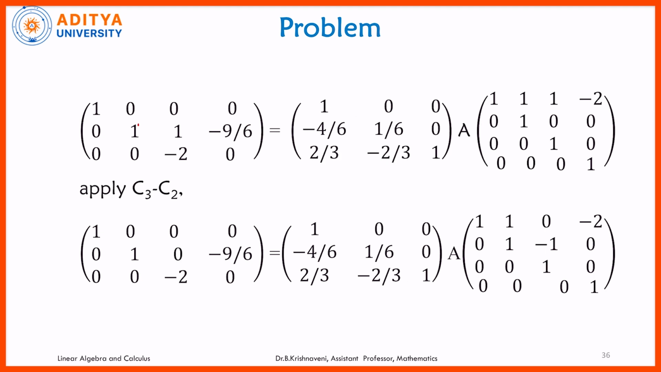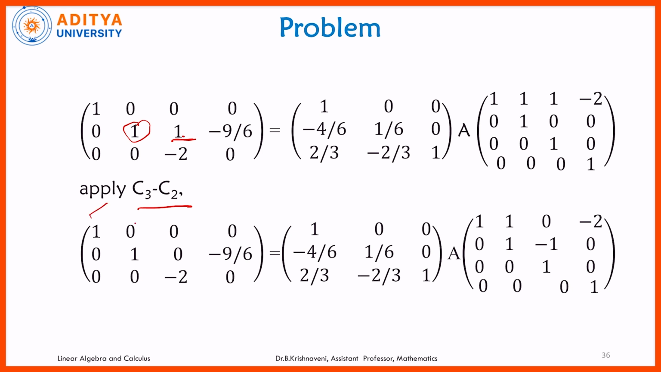Now in the next step, what we need to do is fix this, and you have to make this adjacent element 0 using column operation. So a simple operation you can use here, since both are ones. So what operation shall we use on C3? C3 minus C2.